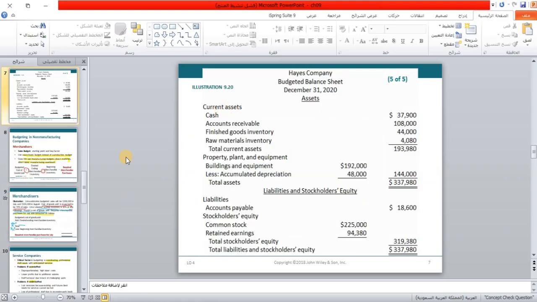Here is the list of the budgeted balance sheet, as you see: current assets, cash, accounts receivable, finished goods inventory, raw materials inventory, total current assets, property, plant and equipment, buildings and equipment, less accumulated depreciation, total assets. Liabilities and stockholders' equity: liabilities, accounts payable; stockholders' equity, common stock, retained earnings, total stockholders' equity, total liabilities and stockholders' equity.